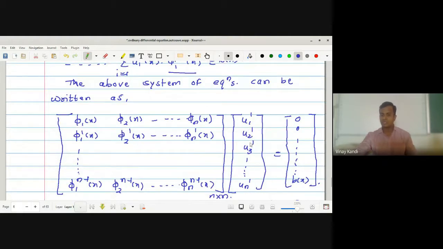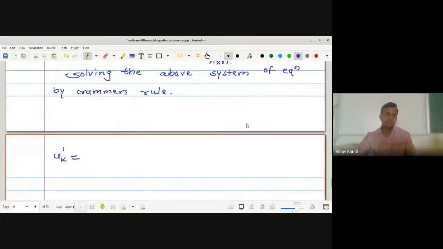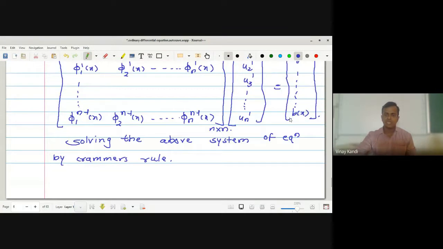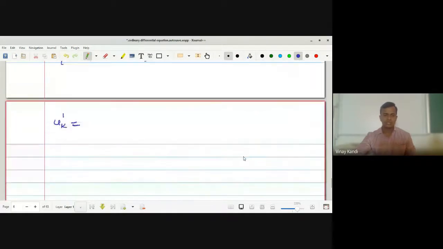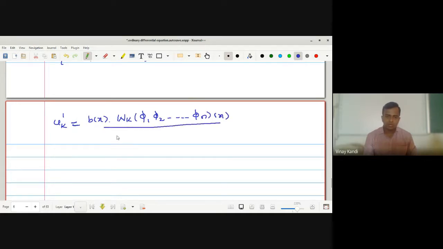So uk means the kth one. In general, the coefficients come from u1 dash to un dash. So we have uk dash is equal to b of x into Wk of phi 1, phi 2, up to so on phi n of x upon Wronskian of phi 1, phi 2, up to so on phi n of x. This is equation number 5.